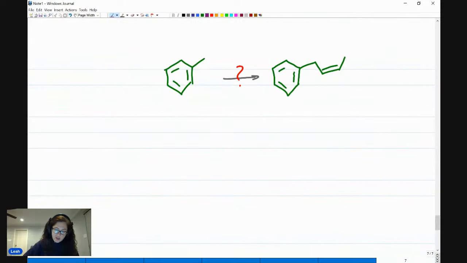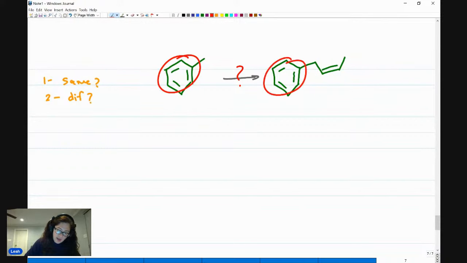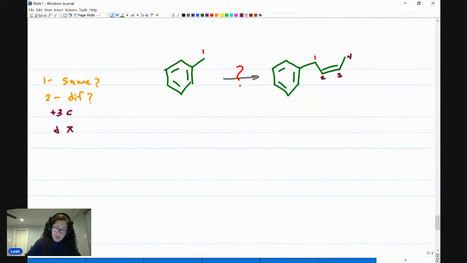So let's jump on over to this problem, starting with our 2 questions. Question number 1, what is the same? Question number 2, what is different, and how do I bring about that change? I have a carbon chain, not what I was trying to do. I have a ring that doesn't change. What is on the ring here? I have 1 carbon, but then I have carbons 2, 3, and 4. So what's different here is I have plus 3 carbons being added and a pi bond, specifically in a cis conformation.